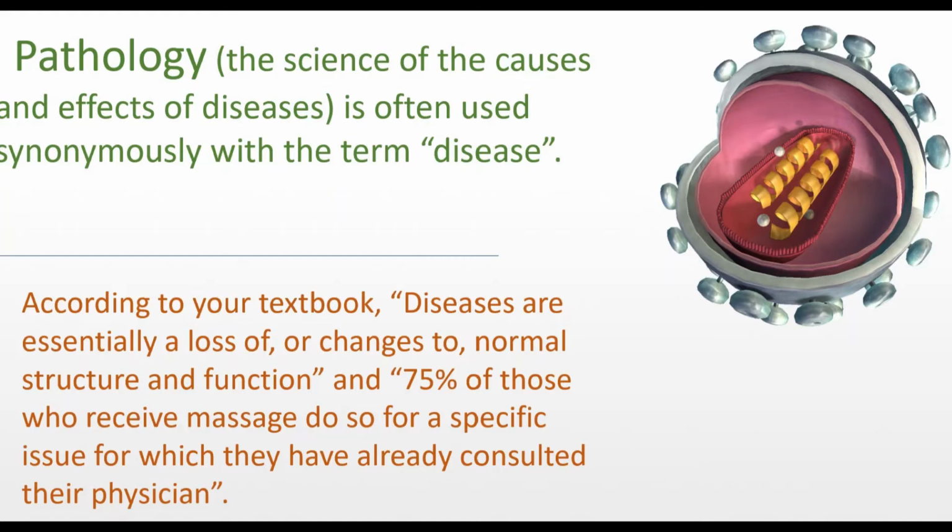So, pathology is the scientific study of the causes and effects of diseases. And according to your textbooks, diseases are the loss of or changes to normal structure and function. And that applies to any part of the body, right? You can have a change in the structure of your skin by way of a rash, and loss of function through less range of motion, say in your spinal column.